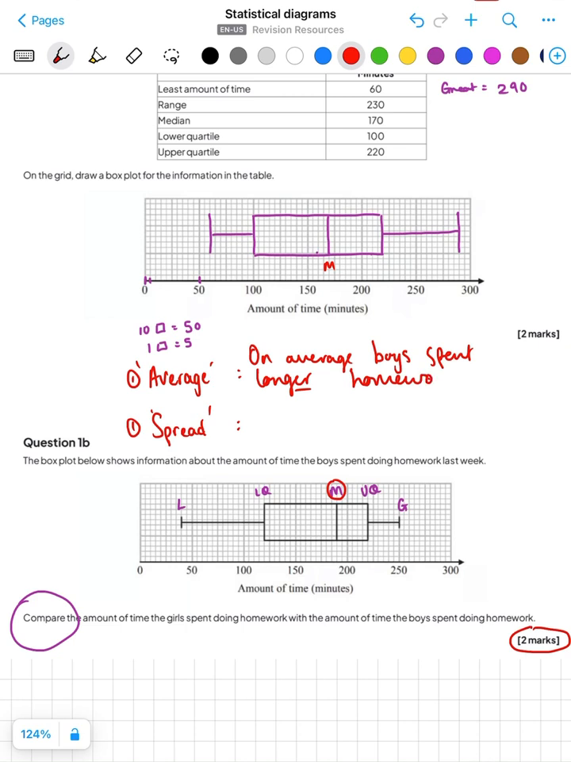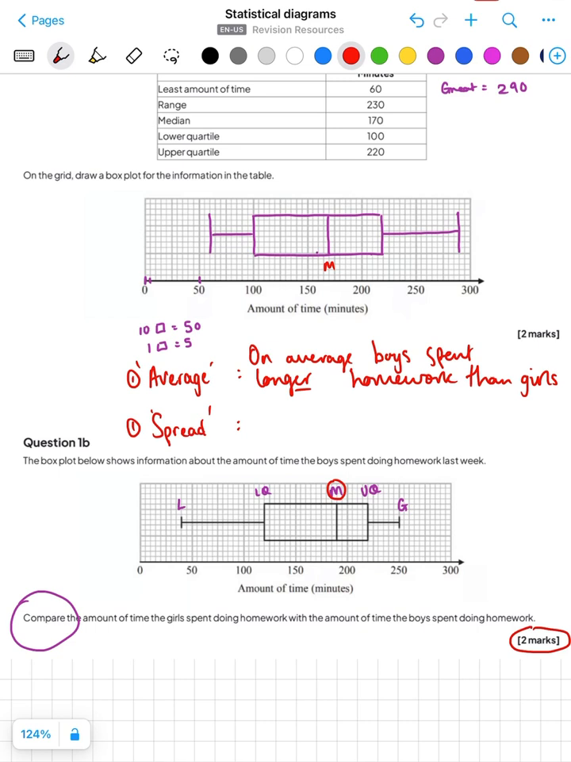Now, longer is a comparative word. We could then say the median for the boys was this, the median for the girls was this, therefore the median for the boys, the average time for the boys was longer than the girls. It's got to be a comparison of boys versus girls.